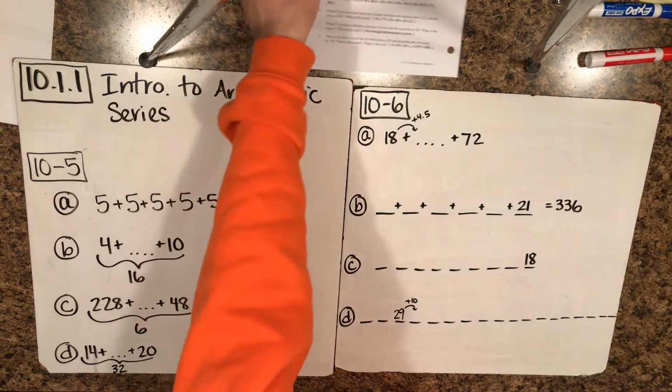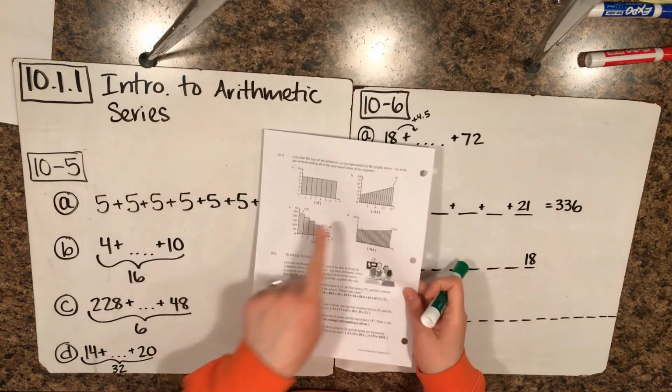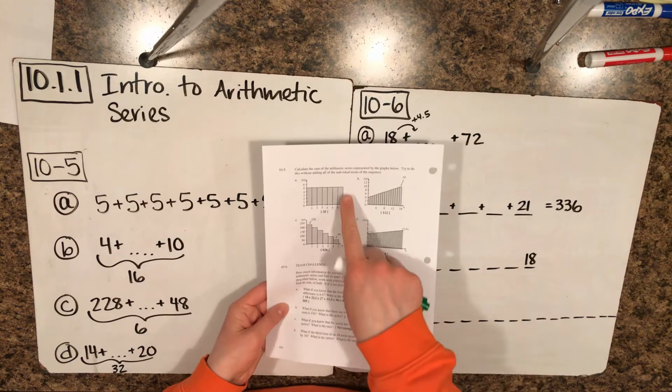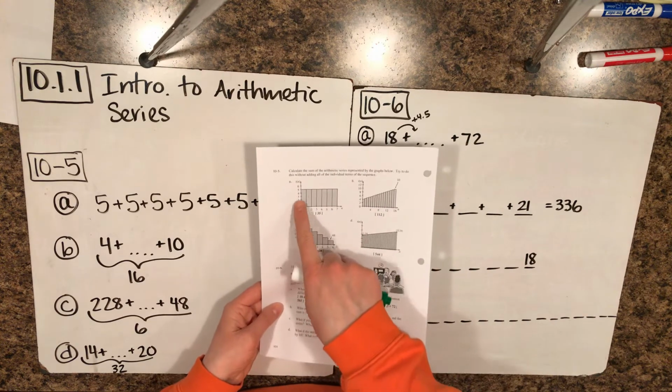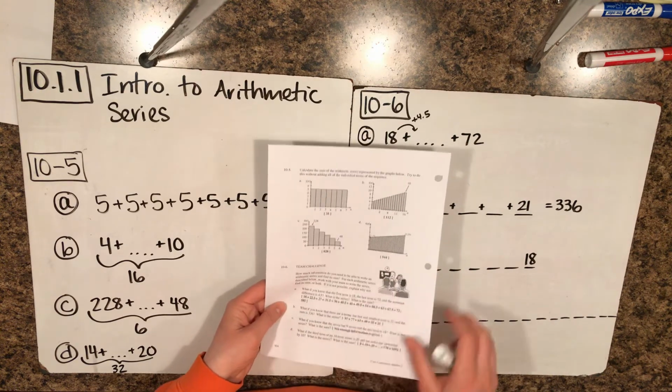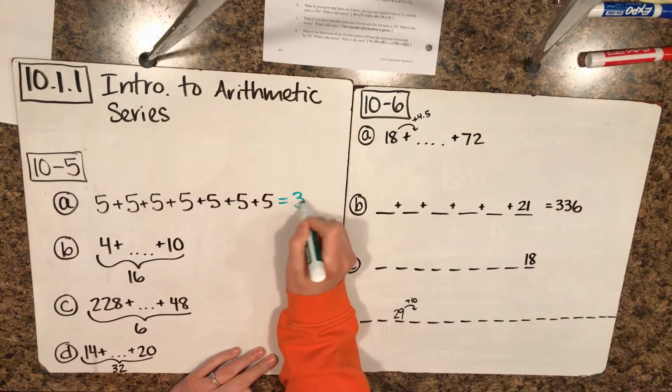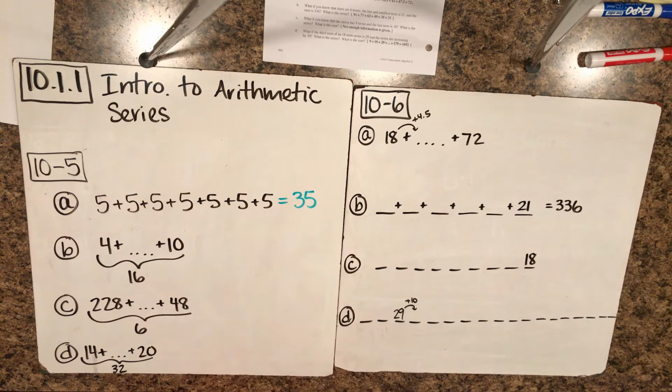So in part A, and I know that the answers are right here, but in part A, it's just a rectangle, and remember, we're just basically finding the area. So if it's 5 units tall and 7 units across, that's really easy. That's just 35.